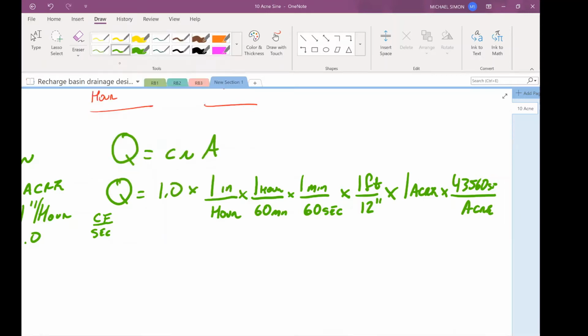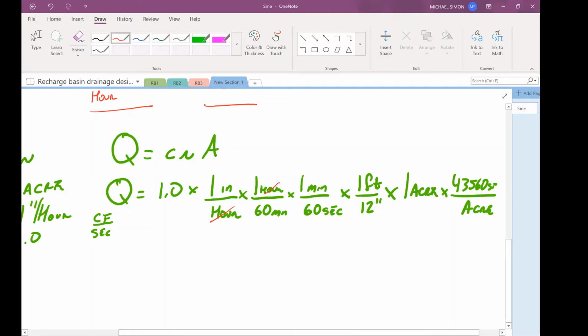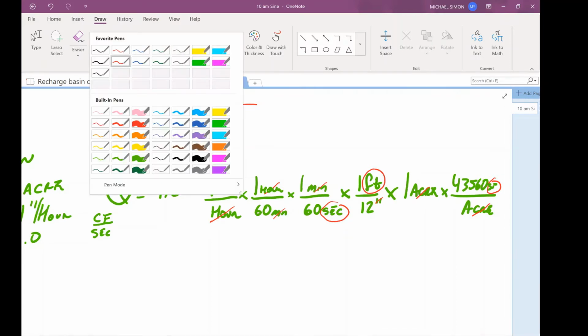Let's take a look at the cancellations, make sure I did this right. Hour and hour, minutes and minutes, inches and inches, acres and acres. And what I'll be left with is feet, square feet, and seconds. Looks good. I think it looks good.